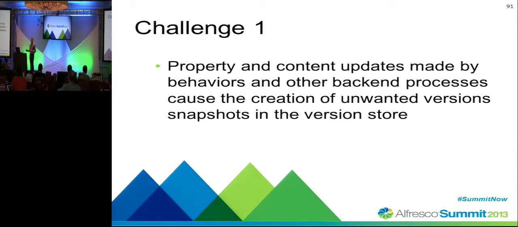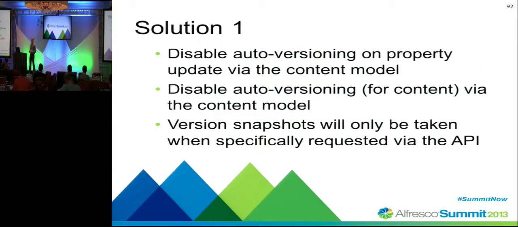So kind of complex. Some of the challenges that we were faced with were property and content updates made by behaviors and other backend processes were causing unwanted versions to get created. So the way we work around that is fairly simple. You're able to disable the auto-versioning on property update and auto-version on content update within the content model. So then we have full control over the versioning and snapshot process via the Alfresco API.